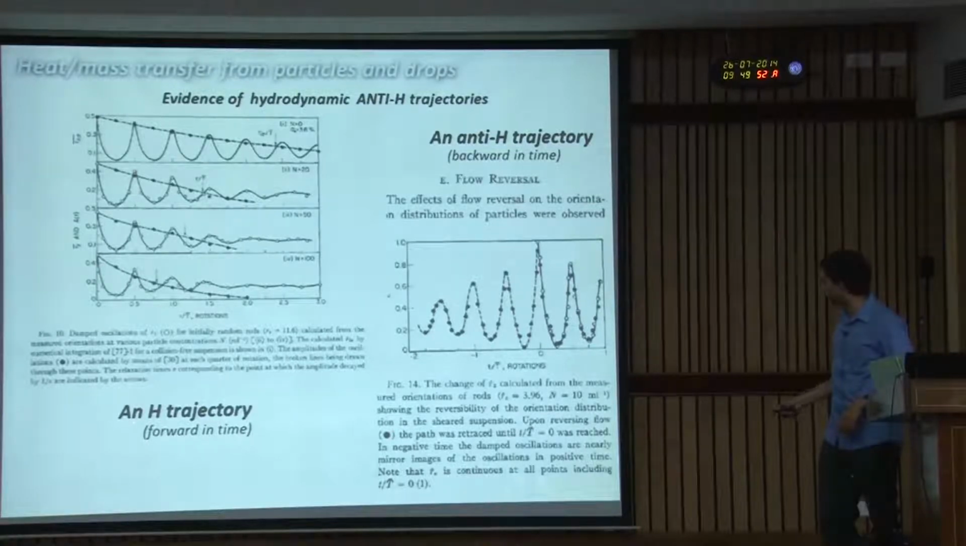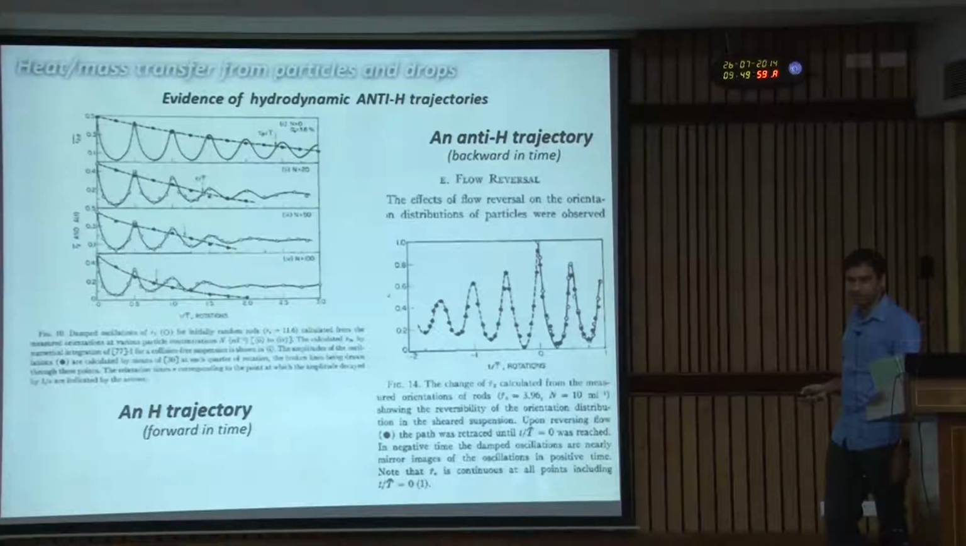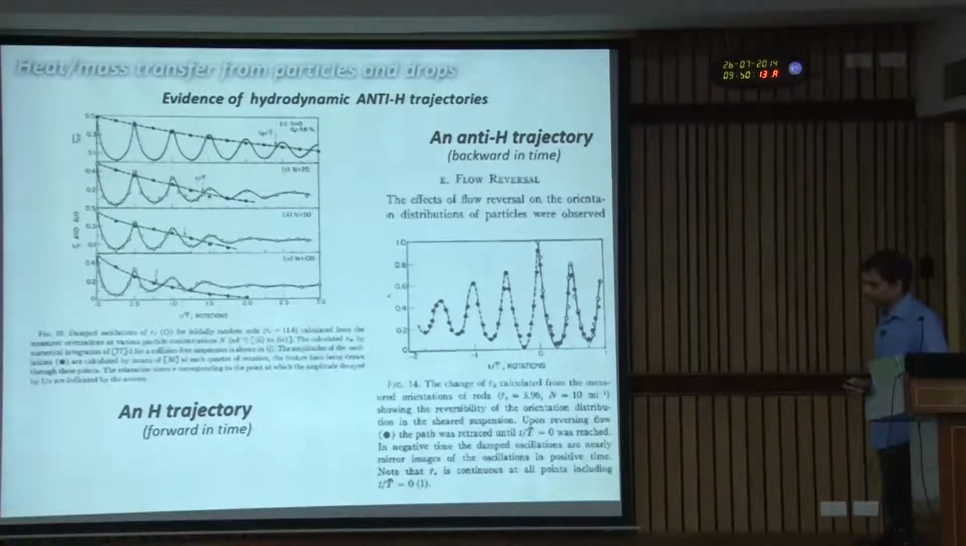So I have called it an H and an anti-H trajectory, where physicists would know that there is a thing called the H theorem associated with the Boltzmann equation. So you always observe trajectories along which H increases, and the idea is that it's absolutely improbable in a macroscopic system to observe a trajectory along which H would decrease. Okay. But here you can do it, though it's not always the case.